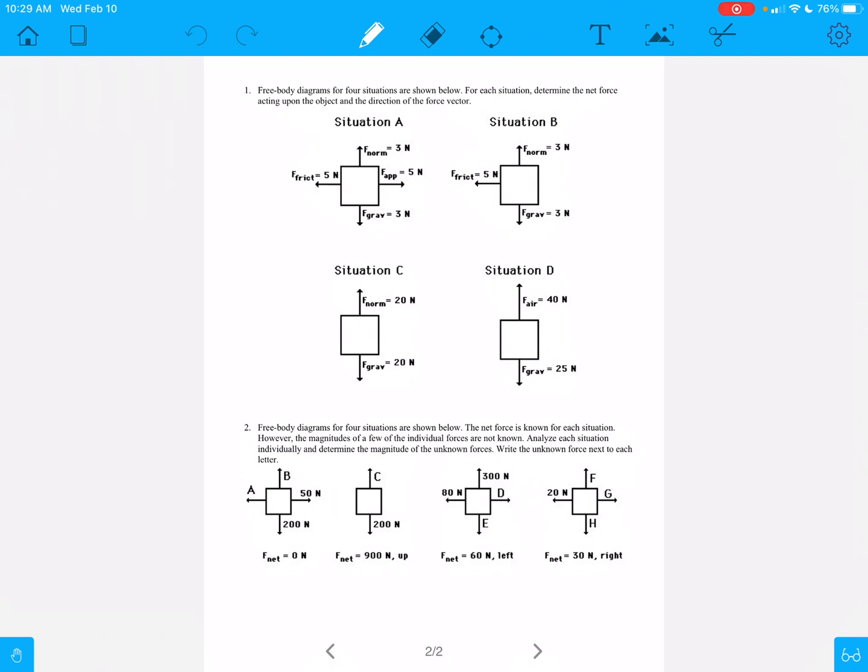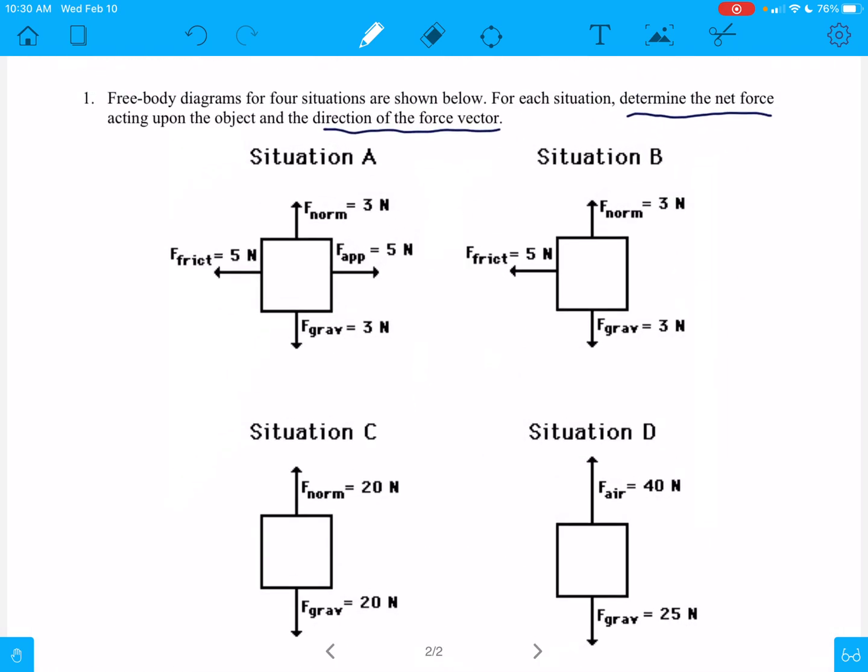So second page, this is the last page you're going to be doing. It says free body diagrams for 4 situations are shown below. For each situation, determine the net force. We want to determine the net force acting upon the object and the direction of the force vector. So let's look at this first one. We've got 3 newtons going up, and we have 3 newtons going down. Okay, so 3 newtons up, 3 newtons down.